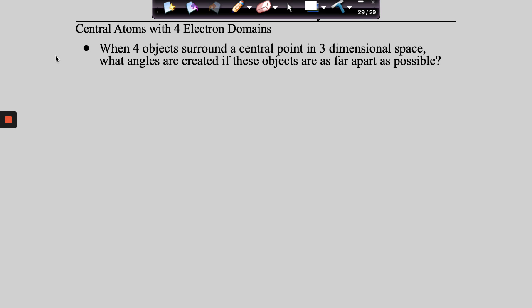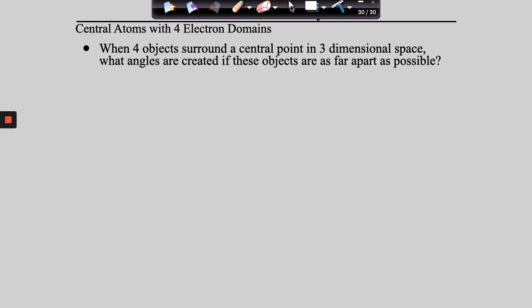When 4 objects surround a central point, in this case our central atom, in 3-dimensional space, what angles are created if these objects are as far apart as possible? And guys, why do we talk about them being as far apart as possible? Well, that's the valence shell electron pair repulsion theory. They get as far away from each other as possible.